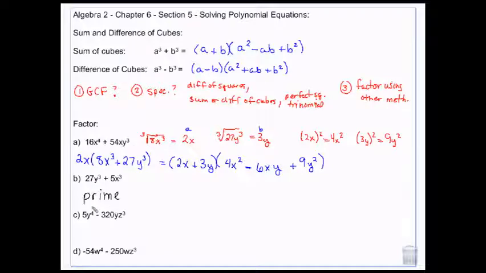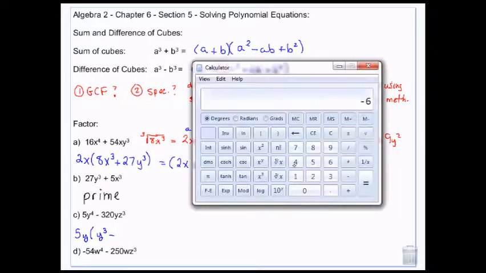So you probably like those. On our next example, I have 5y to the fourth and 320yz to the third. So I can take a 5 out of both of those and a y. And I'm left with y cubed minus, 320 divided by 5 is 64.